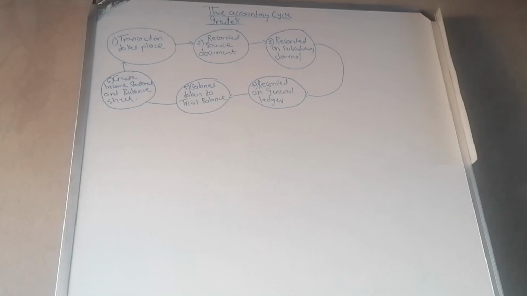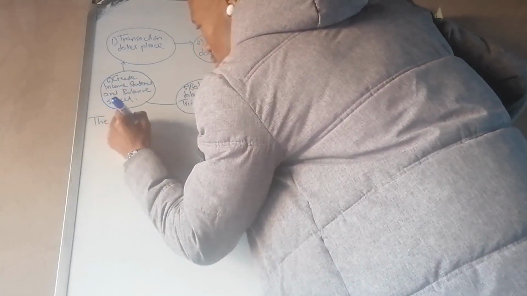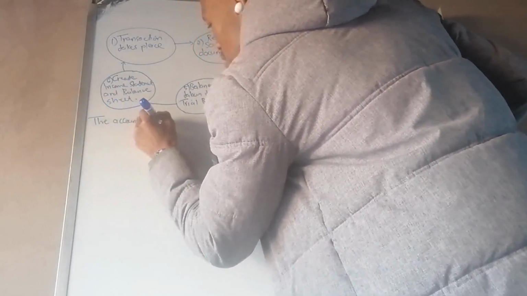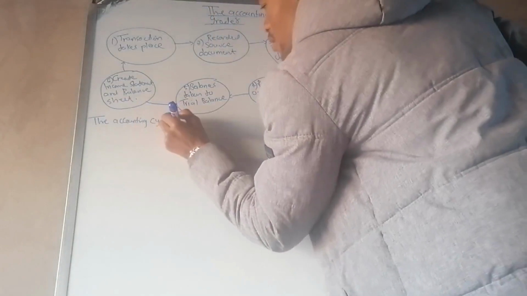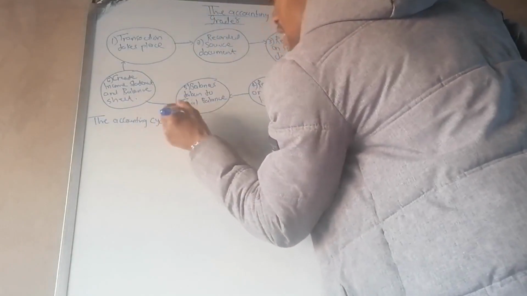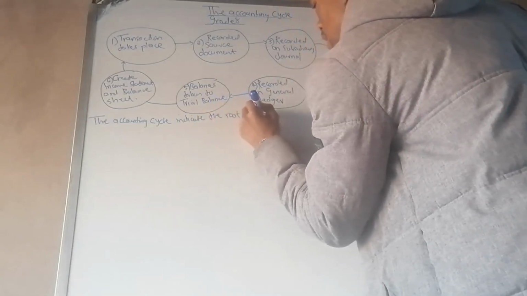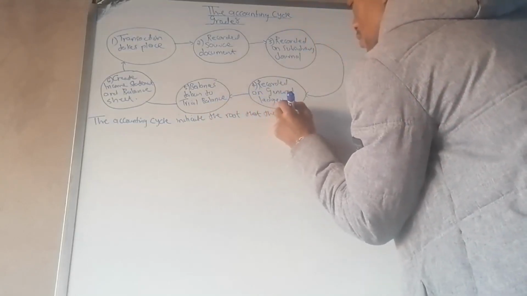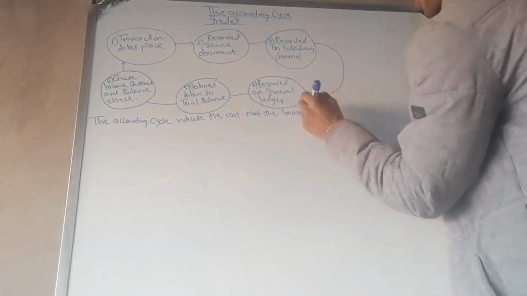Right. And then from there, I think it will be important that we try to explain what this accounting cycle is. Now, the accounting cycle indicates the route. It is just an indication. It indicates the route that the business transaction follows.